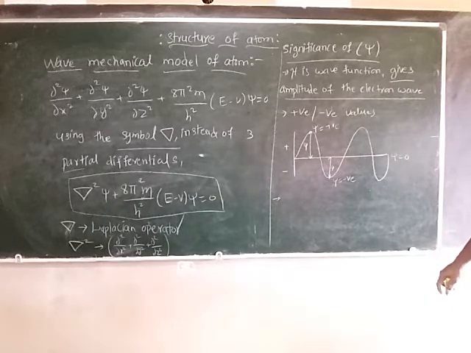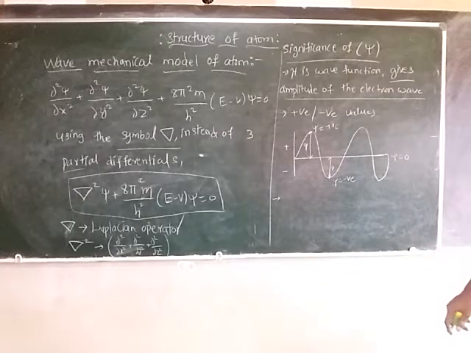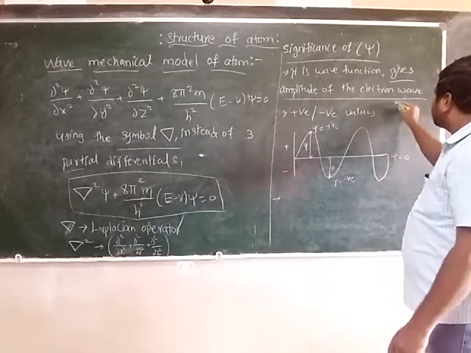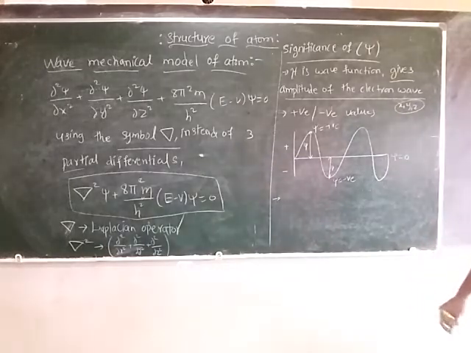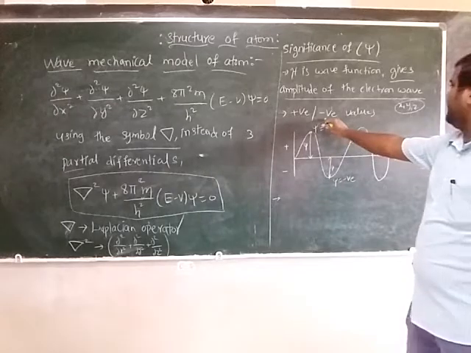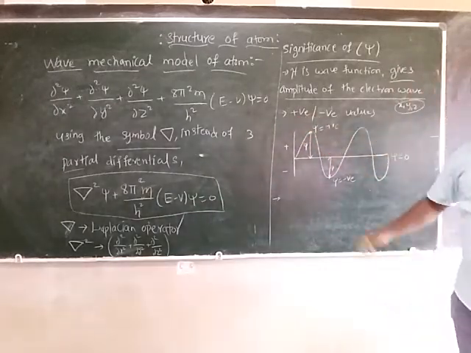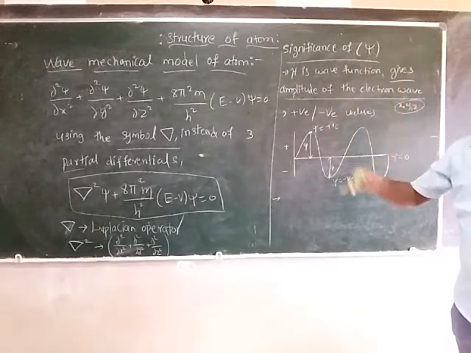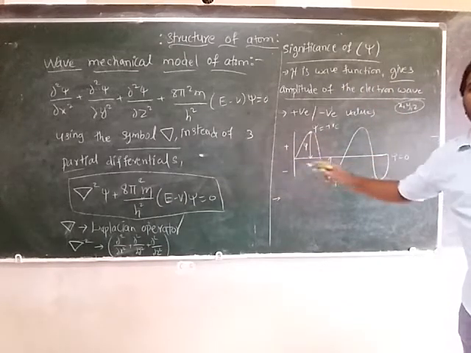Gives amplitude of the electron wave. So this wave function is expressed in terms of x, y, z coordinates. The value of psi, the wave function, may be positive or may be negative. Suppose you observe along the x-axis, we may see positive values, we may see negative values.